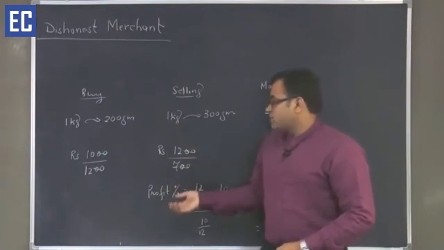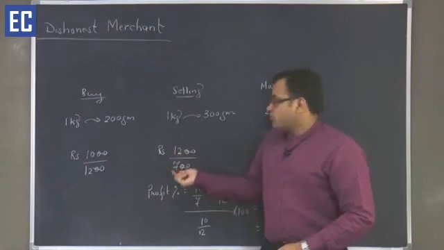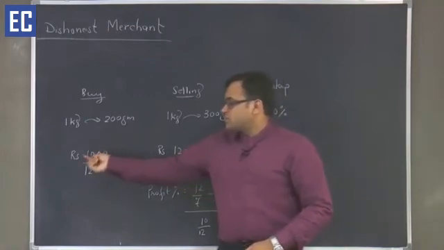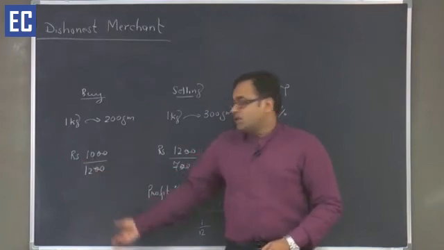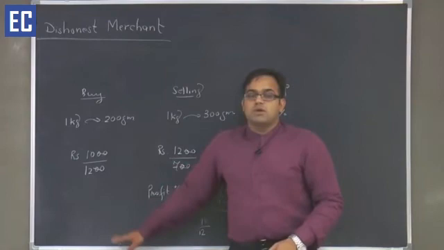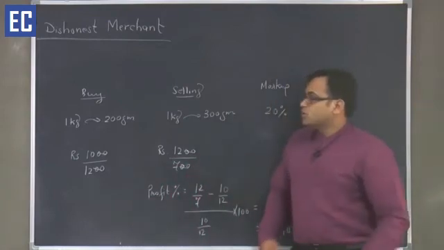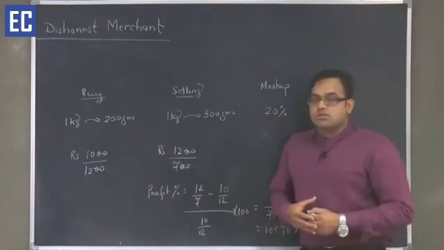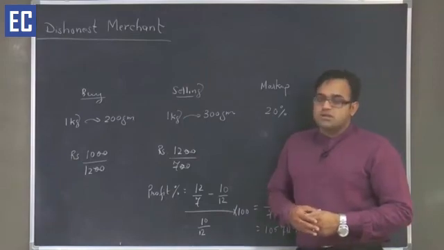So my selling price per unit is 12 upon 7. So 12 upon 7 is my selling price. Cost price is 10 upon 12. Very clearly, on the whole, my profit percentage will be selling price minus cost price upon cost price multiplied by 100. So that is the funda of the dishonest merchant. That is your dishonest merchant demystified.